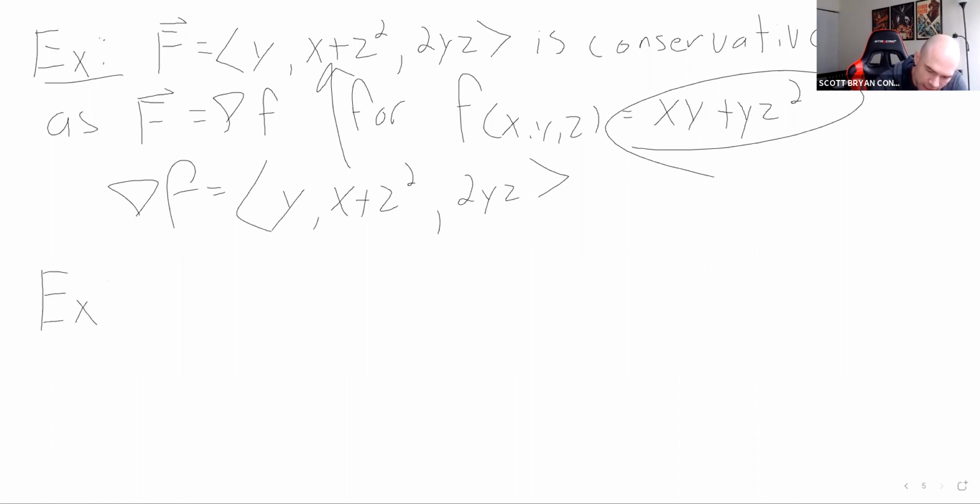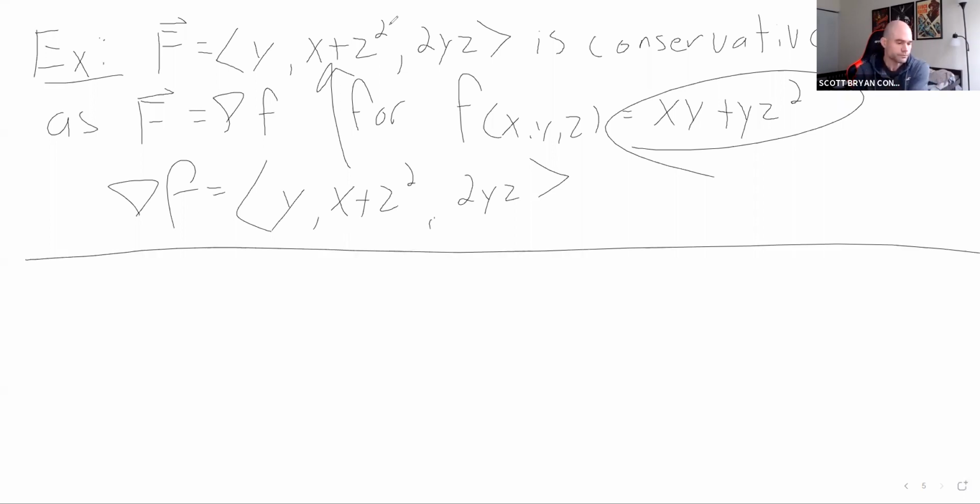But if I just pick any old vector field, it's probably not. We'll do an example in a second. Most vector fields are not conservative, right? It's a special thing to be conservative. Okay. Alrighty.